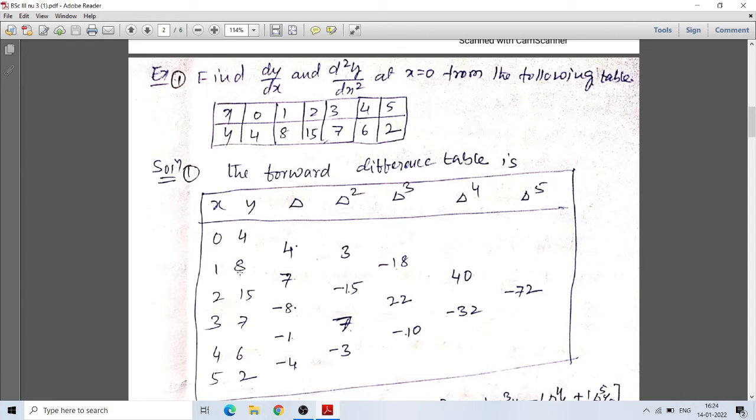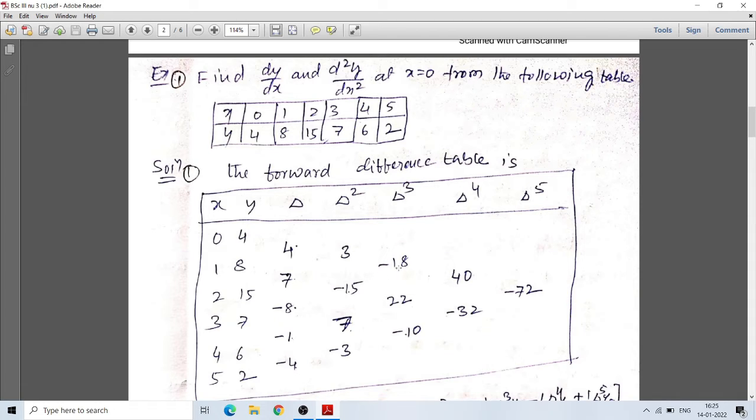First difference: 8 minus 4 is 4. 15 minus 8 is 7. 7 minus 15 is minus 8. 6 minus 7 is minus 1. 2 minus 6 is minus 4. Then second differences: 7 minus 4 is 3. Minus 8 minus 7 is minus 15. Minus 1 plus 8 is plus 7. Minus 4 plus 1 is minus 3. These are the second order differences.